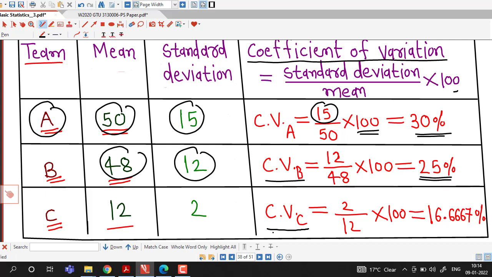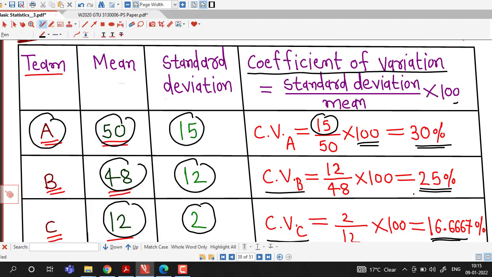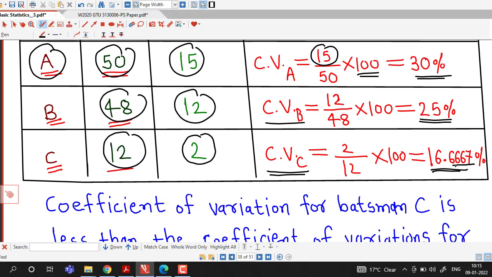And coefficient of variation for team C is equal to standard deviation of runs by team C, which is 2, divided by mean of runs for batsman C, that is 12, times 100. So we obtain that coefficient of variation for batsman C is 16.6667, or if we round up, it is going to be 17%.